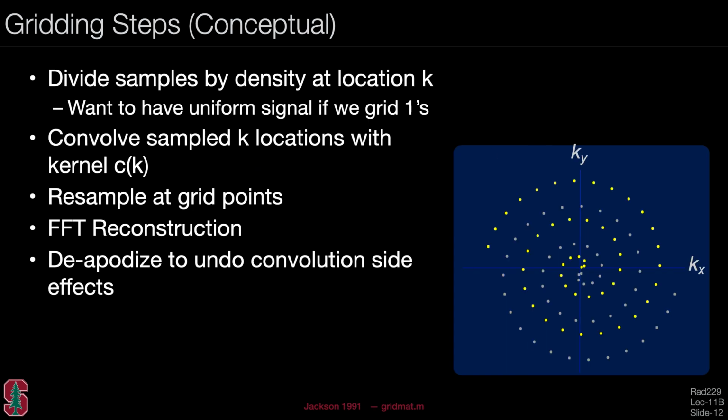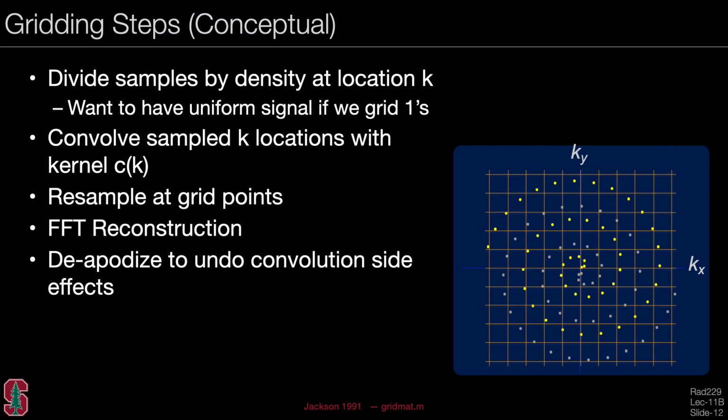If we look at the conceptual steps here, we will divide samples by the density at a given k-space location. We want to have a uniform signal if we grid all ones. So if all the samples are ones, we want the gridded signal to be uniform across k-space. We will then convolve the sampled k-space locations with a convolution kernel, which we call C of k. After the convolution, we resample at the grid locations, and we can do an FFT reconstruction. And finally, we can do what's called a deapodization in image space, which is a multiplication to undo the side effects of convolving with the convolution kernel.